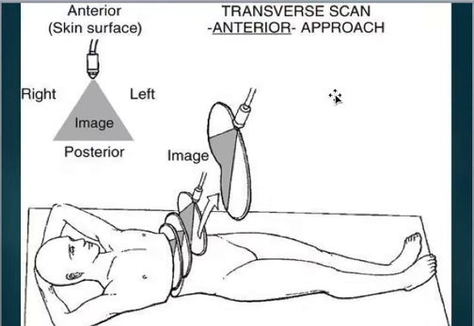Then you've got the transverse scan. So same thing, we're going to make sure that that transducer marking is pointing towards the patient's right side. So then the right side of the image is going to be here, left side here, and then still the transducer is closest to the anterior portion of the body, and then the bottom of the image is going to be the posterior portion of the body.